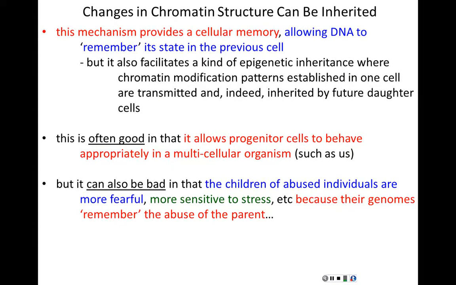But then when that abused individual mates and propagates, they pass that histone code to their offspring. So even if the offspring are raised in a completely stress-free, loving environment, their histones contain the information of stressful, abusive environments. And their physiology responds in kind. So they become more sensitive to stress, more fearful, more timid, with depressed immune systems, etc. And so this mechanism for cellular memory often carries memories forward into the next generation that are detrimental and also no longer relevant because the environment has changed.